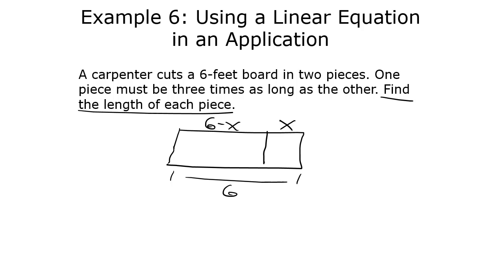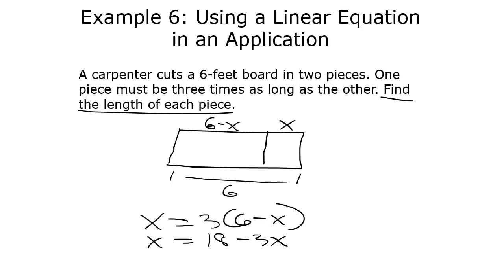One piece must be 3 times as long as the other. All right, well, I don't know which one is longer, but I could set either one to be the longer one. One piece must be 3 times as long as the longer one. So let's see how this works. Distribute my 3, 18 minus 3x, right? Because you've got to do it everywhere.